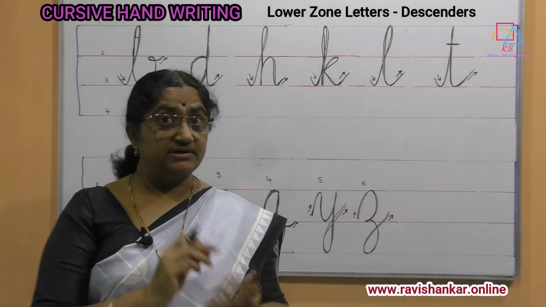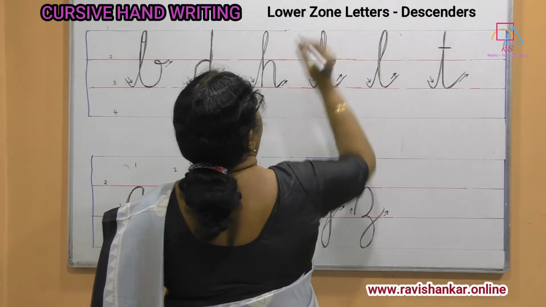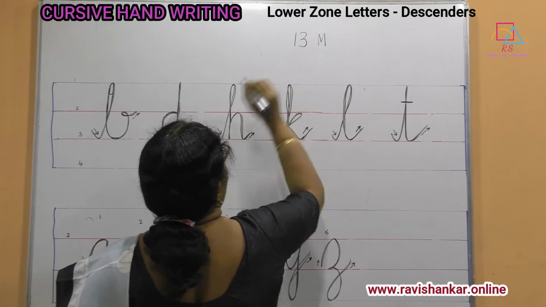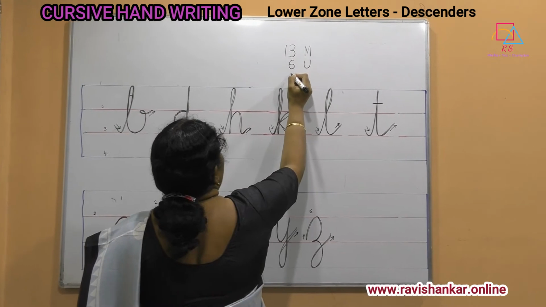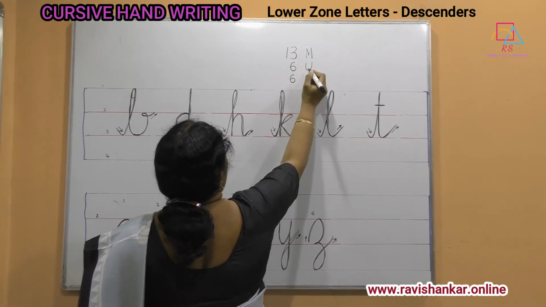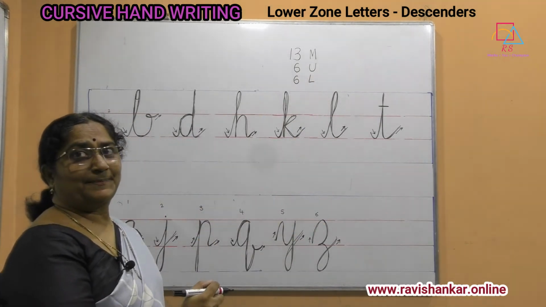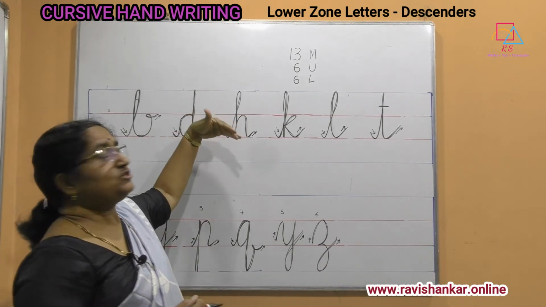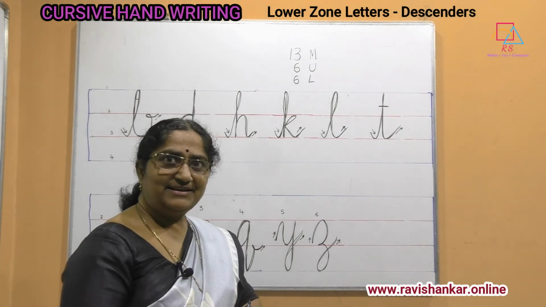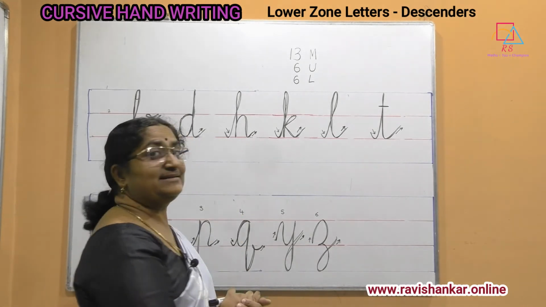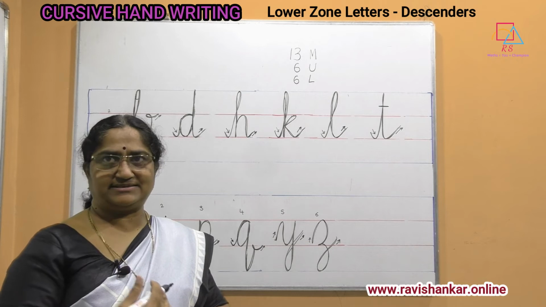Now there are 13 middle zone letters, 6 upper zone letters and 6 lower zone letters. That comes to 25. So we are missing one letter. Am I right? So where is that letter? That is the letter F. F is an ascender as well as a descender.